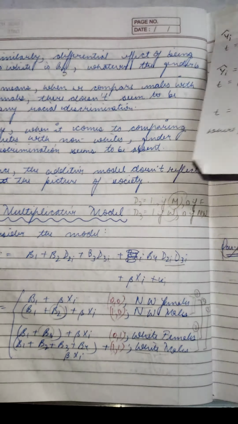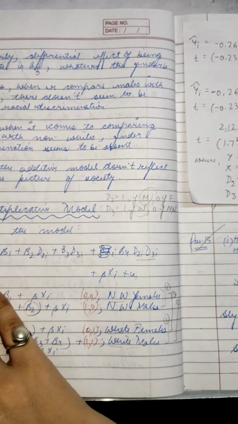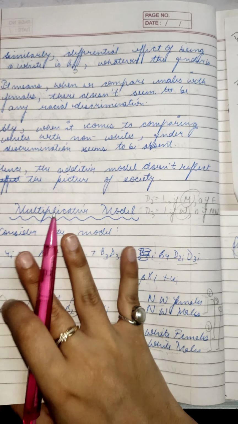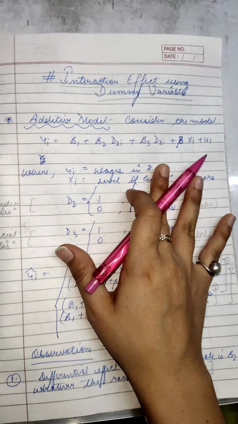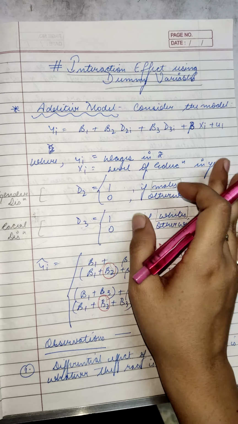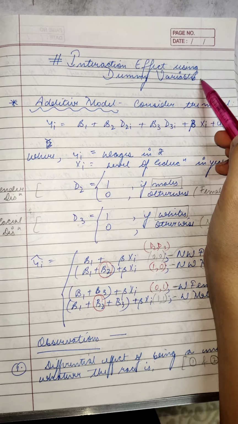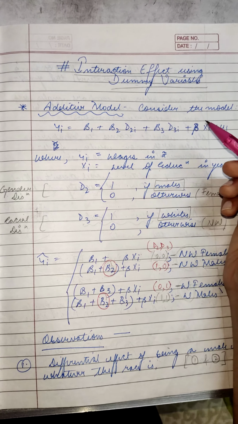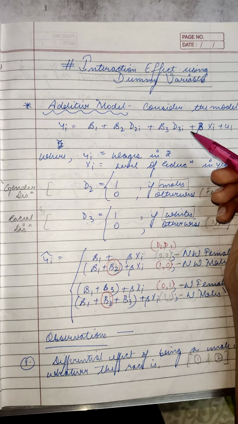So in that way, I think it was a very good exercise to understand the multiplicative model, how it has been an improvement over the additive model, and why interaction effect using dummy variables is so important, especially in, for example, labor markets, so basically labor supply and labor economics.